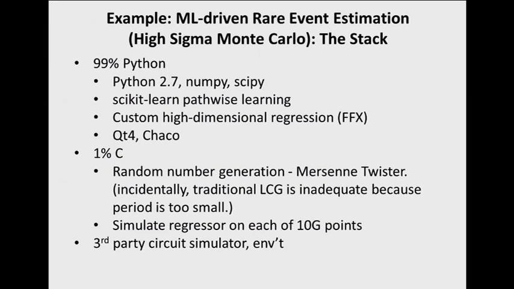So we're using C in two things. We generate the random numbers using Mersenne Twister, which is actually the default in Python these days. It didn't used to be, but it is these days. And for each of those points, after we generate it, we simulate the regressor, the FFX regressor, in C.